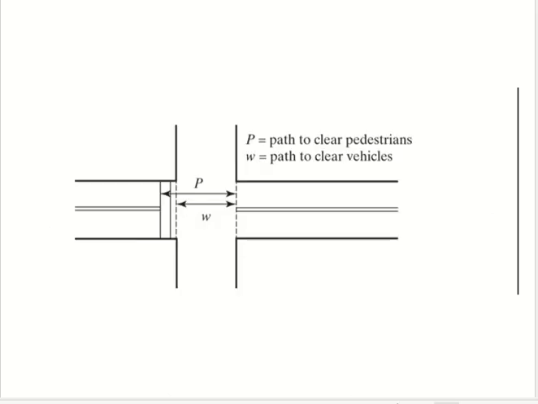This is to show you what W and P mean. So stop line to stop line is W, stop line to crosswalk is P.